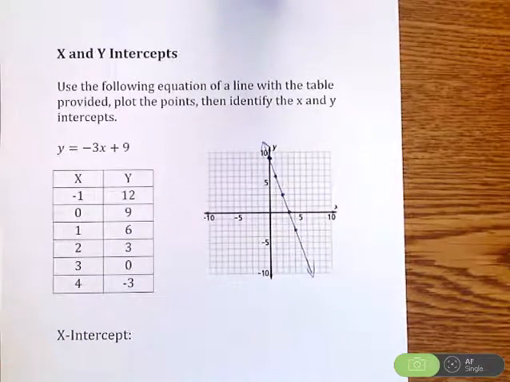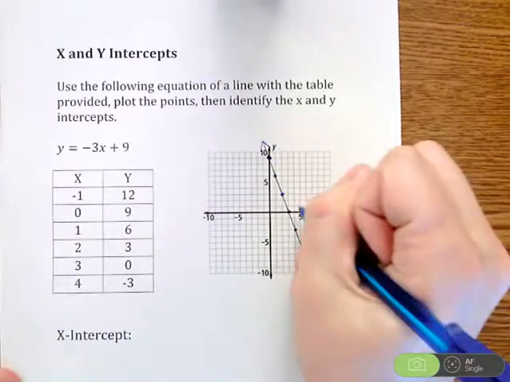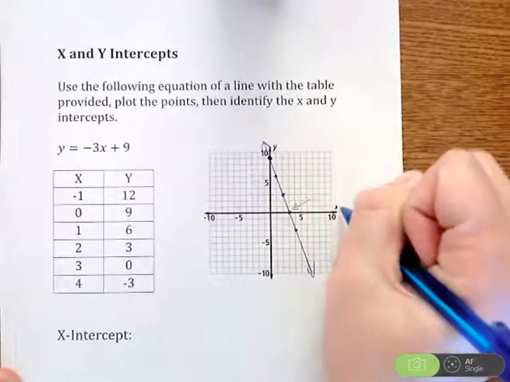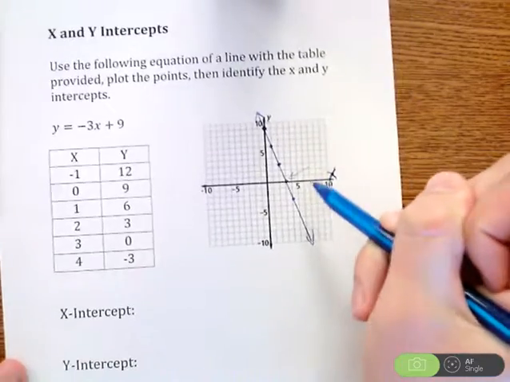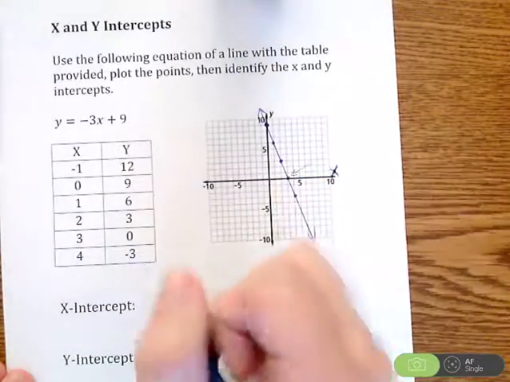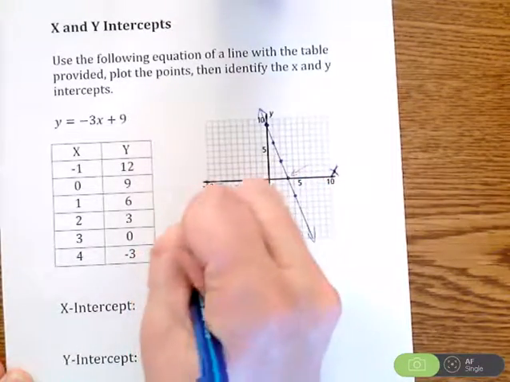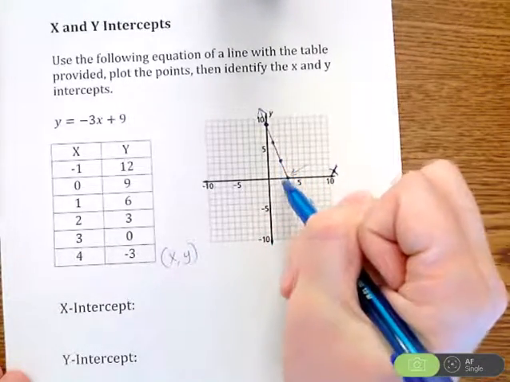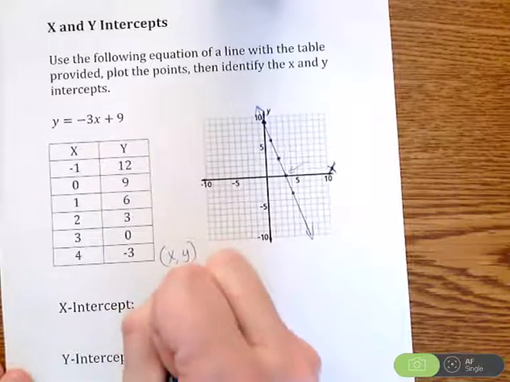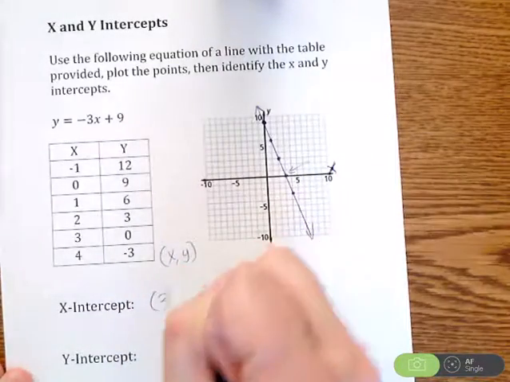An x-intercept is where we cross the x-axis. So whatever point we cross the x-axis, which is right here, because this is the x-axis, what we want to do is write the ordered pair, the x, y coordinate for where we cross the x-axis. This happens at 1, 2, 3. X is 3, and y is 0.